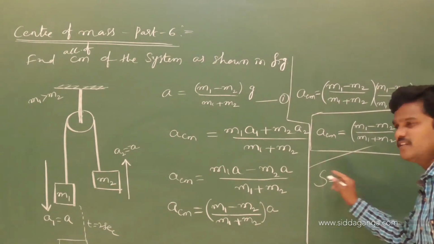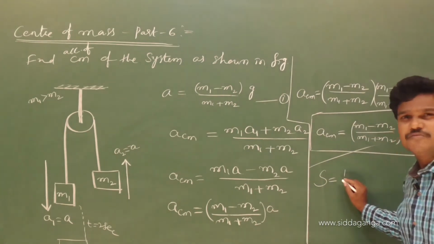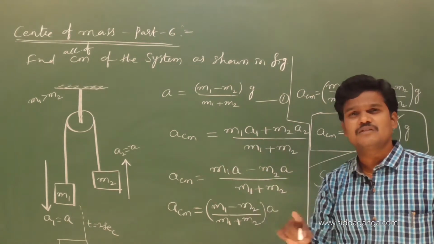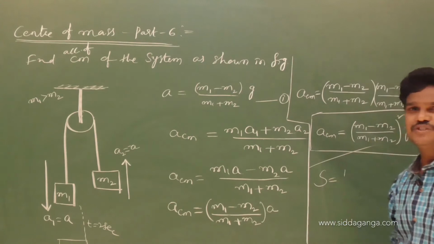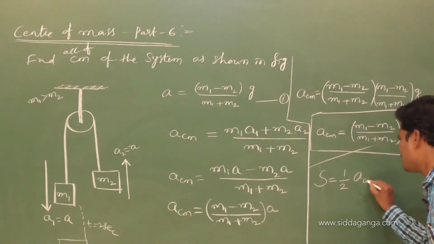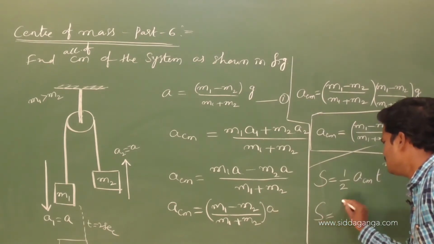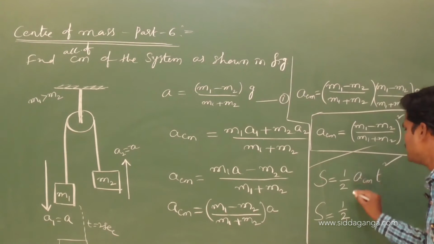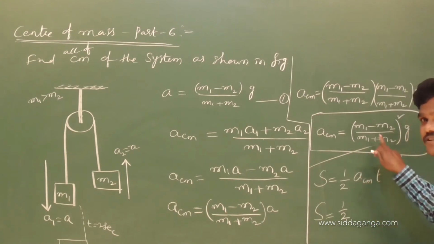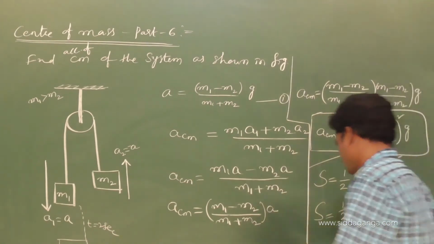the distance travelled by the block m1, which is s equals ut plus half at square. Anyhow, the system starts from rest, so u is 0, so half at square, where a is nothing but the acceleration of center of mass. Then s equals half times acceleration of center of mass, which is (m1 minus m2 by m1 plus m2) whole square, into t square.